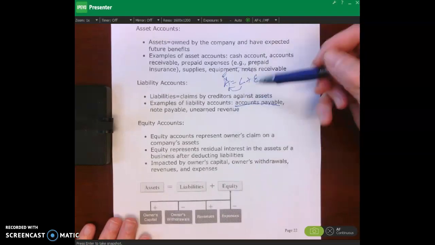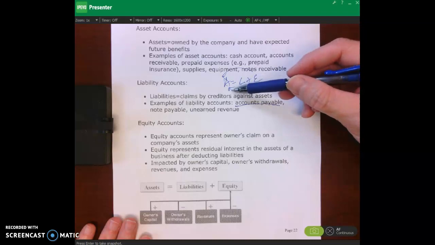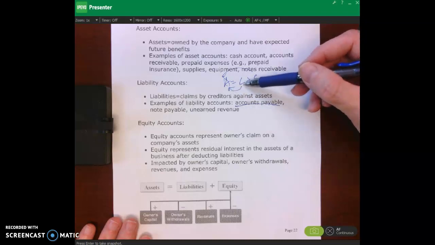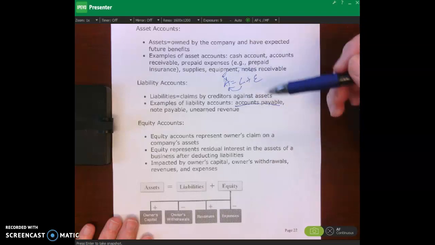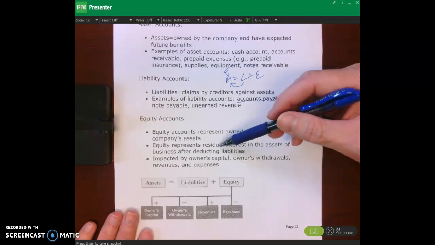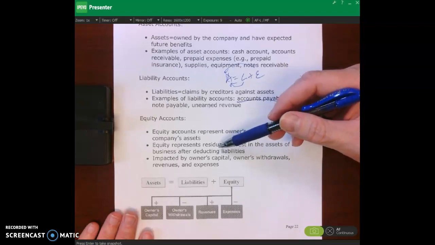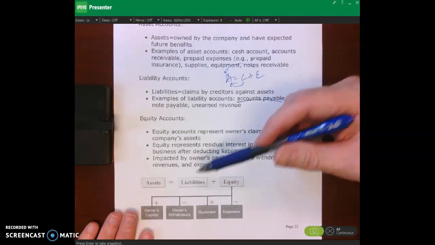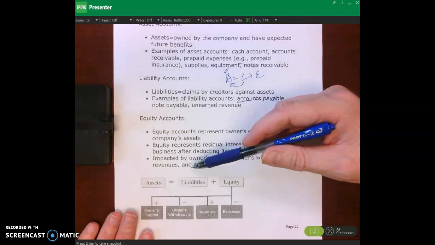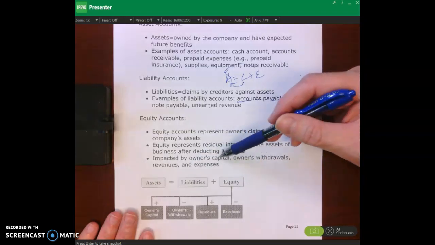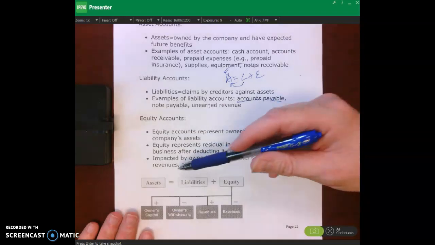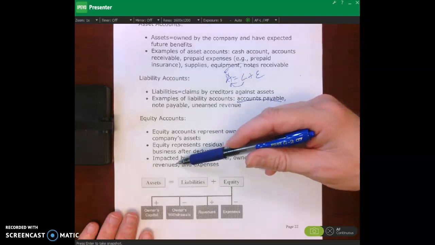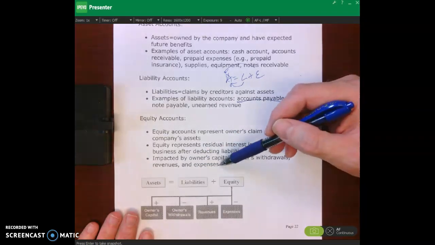Equity accounts represent the owner's claim on those assets. Just like liabilities represent the creditor's claim, equity represents the owner's claim. Okay. Remember we talked about this back in chapter 1 that there are 4 accounts that affect equity. Owner's capital increases owner's equity. Owner's withdrawals decrease owner's equity. Revenues increase owner equity. And expenses decrease equity.